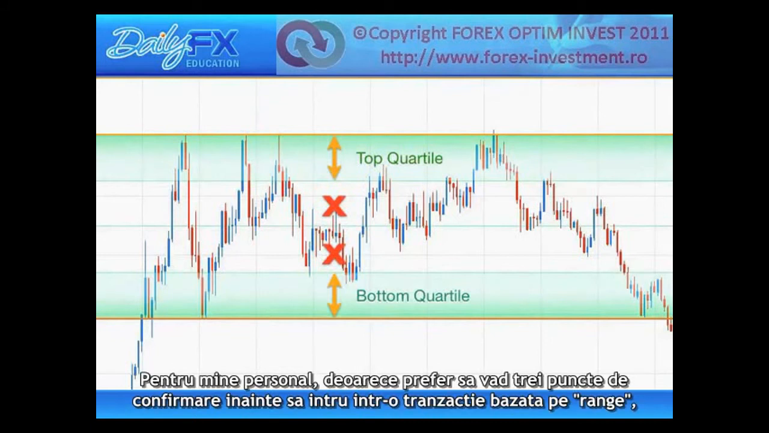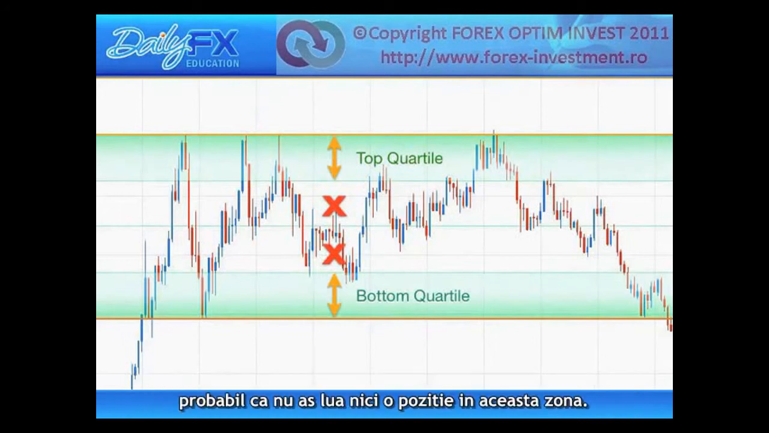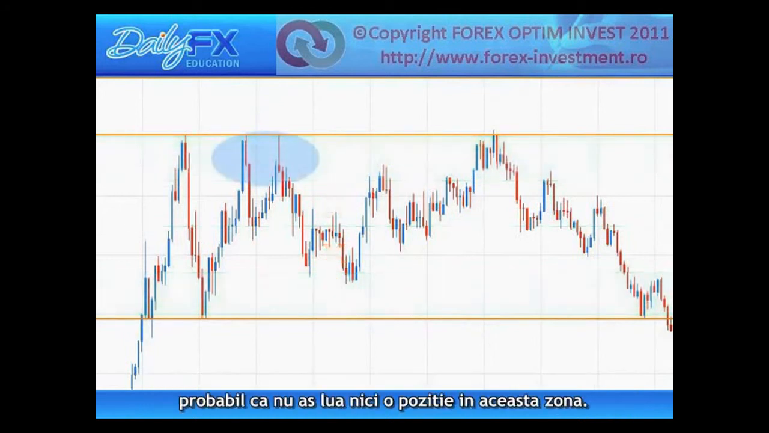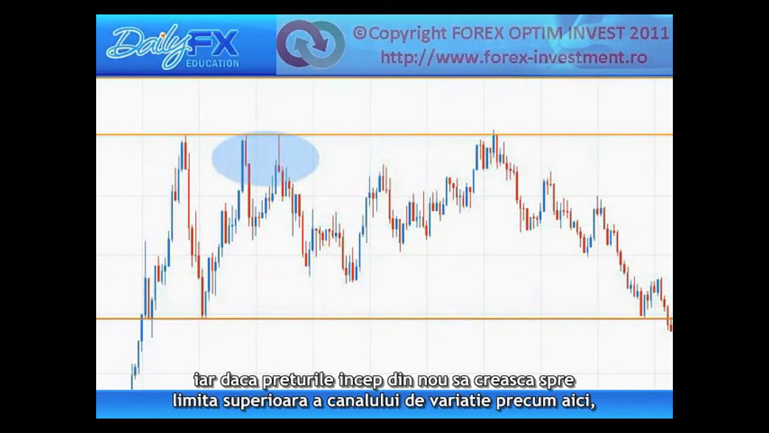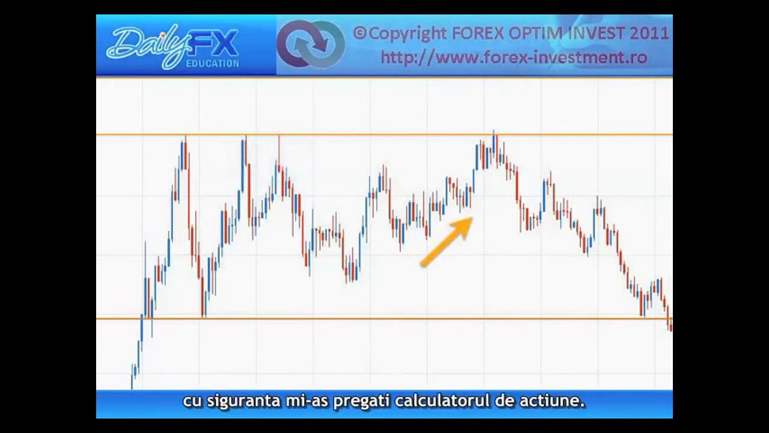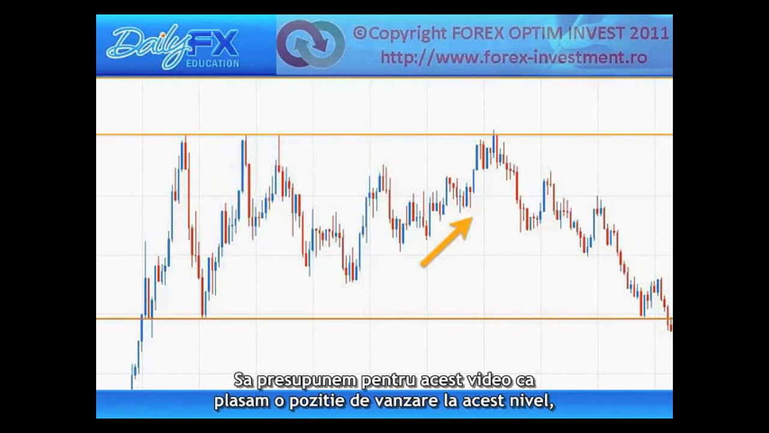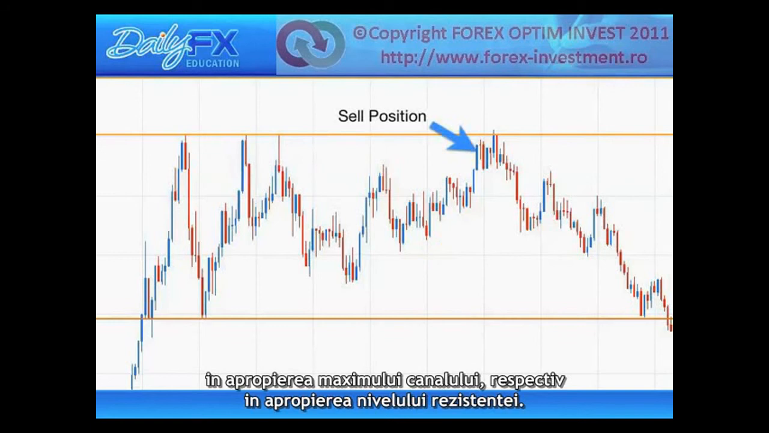For me personally, because I like to see 3 points of confirmation before I enter into a range-based trade, I probably would not have entered any trades in this area here. I would, however, have been watching price action closely after this time, and as prices begin to swing up towards the upper band of the range again, like they have here, I'd certainly be at my computer ready to take action. For this video, let's go ahead and assume that we placed a sell position around this level, near the high of the range or this resistance level.